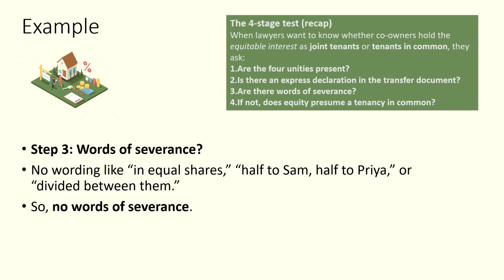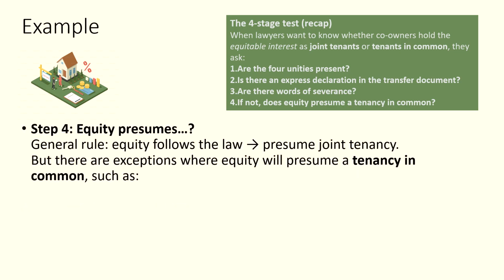And that means we need to move on to the final step of this four-stage test, which is to look at any presumptions in equity. You should remember that the general rule is equity follows the law, so there is a presumption that the equitable ownership is also a joint tenancy, because that's what the legal ownership is always like. By law, the legal ownership is always a joint tenancy. However, there are some exceptions when equity might say, hang on a minute, that doesn't really make sense in this case, so we will say that it should probably be a tenancy in common instead.